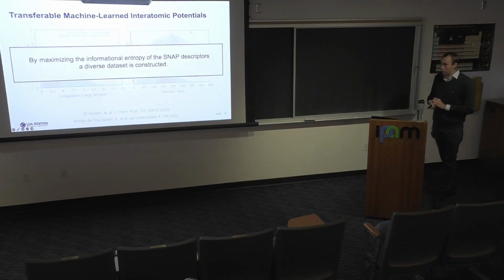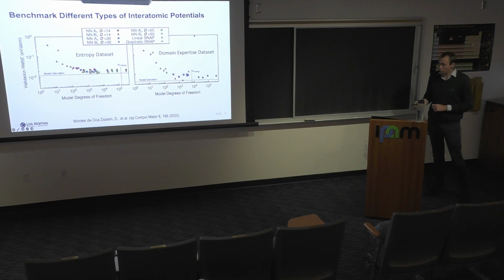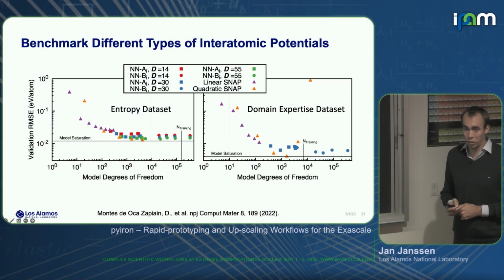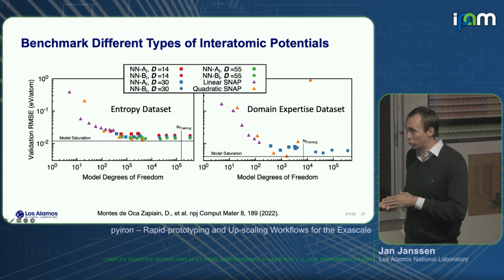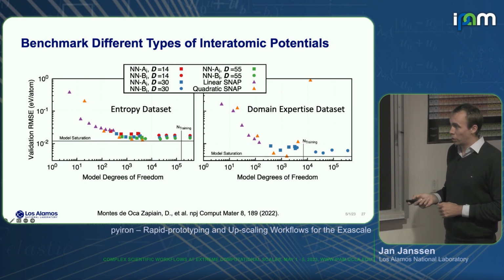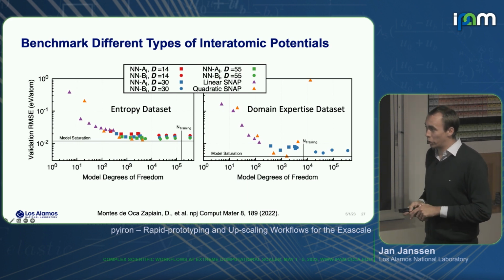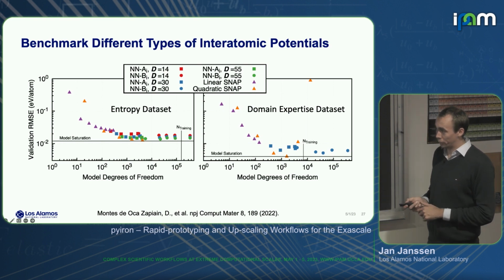So really by maximizing the information entropy of our descriptors, we really achieve a very diverse set that we can then use to fit our potentials to. And if you do so, we find that it's much harder to fit to this set compared to many of the expert sets. Right, so we see here for a range of potentials, all using the SNAP descriptors as an input, a couple of neural network-based ones and linear and quadratic SNAP. We see they all on the domain expertise set achieve a precision of around 1 meV. Right, so we really see how the quadratic SNAP goes down here, everything is fine.